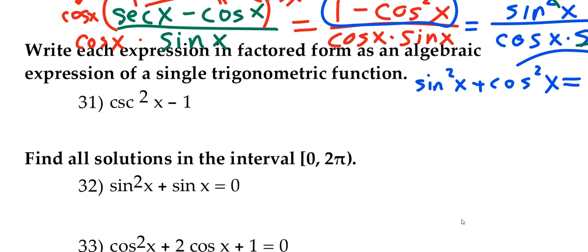Yes, you would. Write each expression in factored form as an algebraic expression of a single trigonometric function. Okay? Cosecant squared x minus 1.